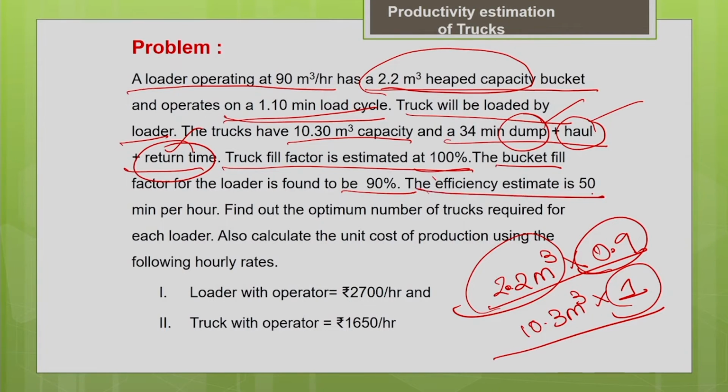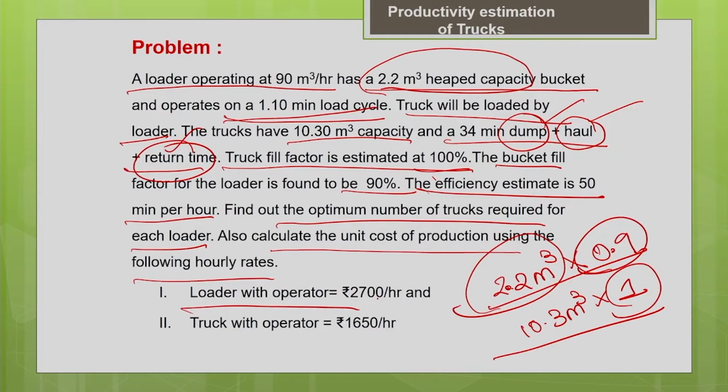The efficiency estimate is 50 minutes per hour. Okay, the job efficiency is given. That means the machine is working for 50 minutes in an hour. Find out the optimum number of trucks required for each loader. So we are going to find the balance number at which the productivity is going to be optimum. Also, calculate the unit cost of production using the following hourly rates. Okay, the hourly rate or the hourly cost associated with the loader, including the operator cost, is given as rupees 2700 per hour, and for the truck it is given as rupees 1650 per hour.